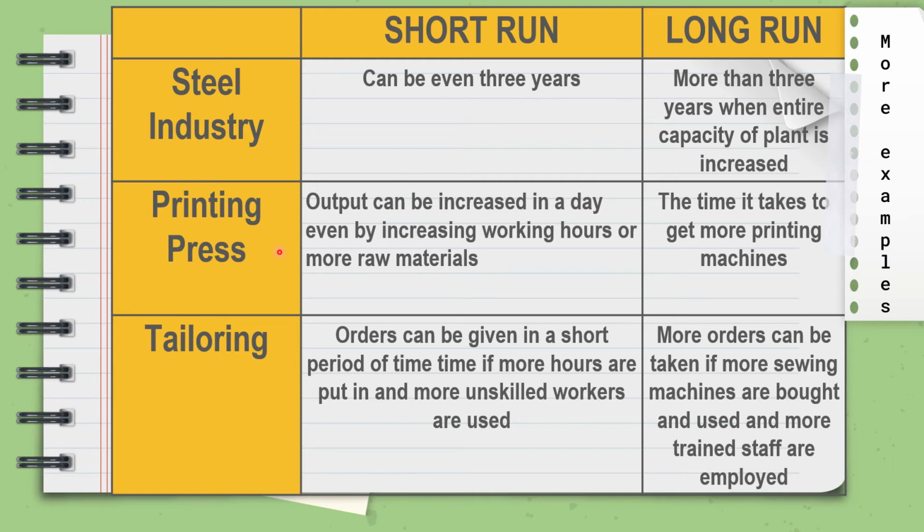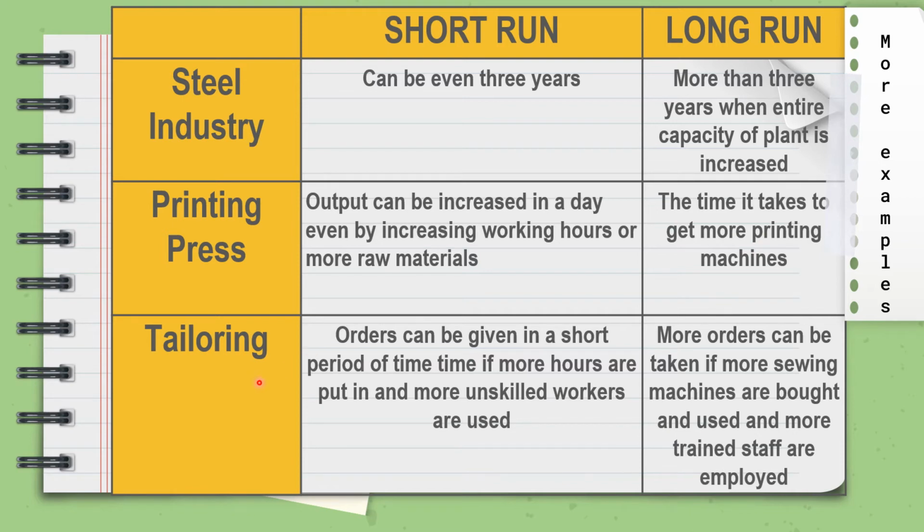For a printing press, for example, output can be increased in a day, even by increasing the working hours or putting in more raw materials, or even bringing some unskilled labor to help speed up the production. In the long run, for the printing press, you would have to get more printing machines to increase the output.